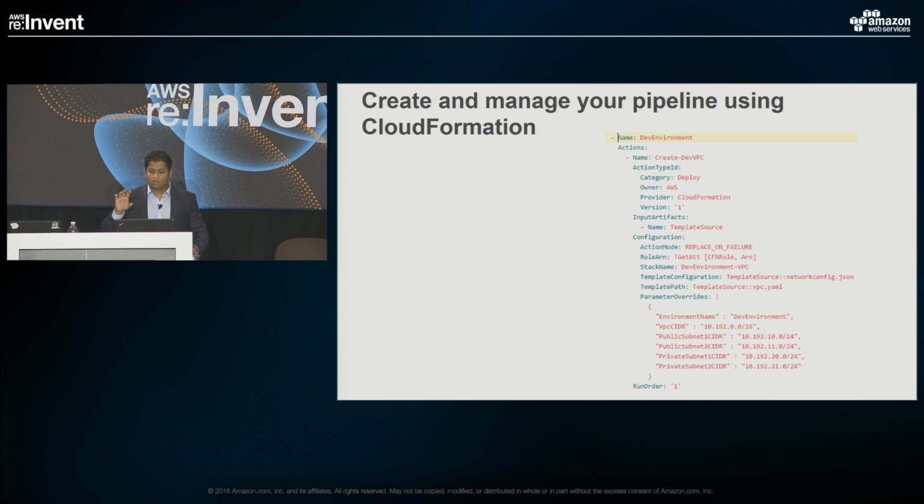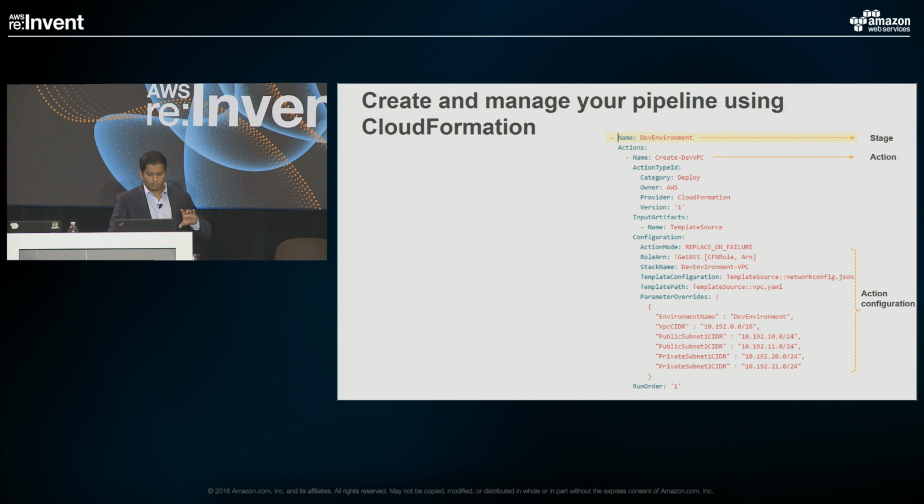Kind of an eye chart. Let's look at a particular stage, the construction of a stage in your CloudFormation template. This is a CodePipeline stage for your dev environment where you're creating a VPC. So you give it a stage name. The action is to create your dev VPC.